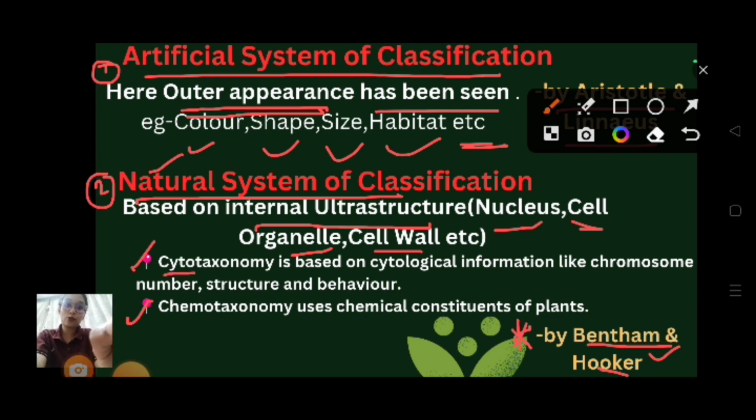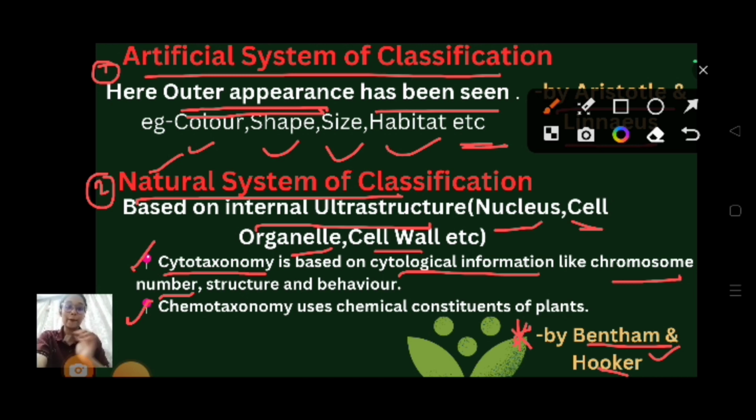One is cytotaxonomy, which is based on cytological information. Cytological information means the chromosome number. You know where chromosomes are present? Chromosomes are present inside the nucleus.